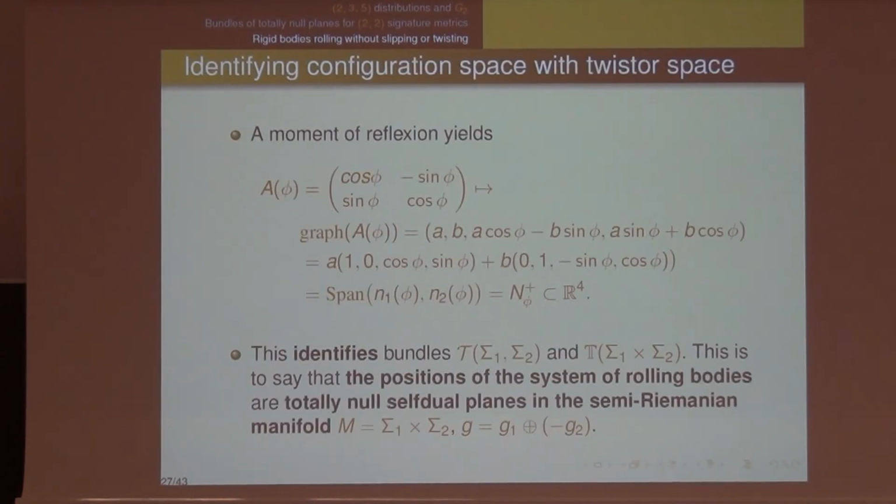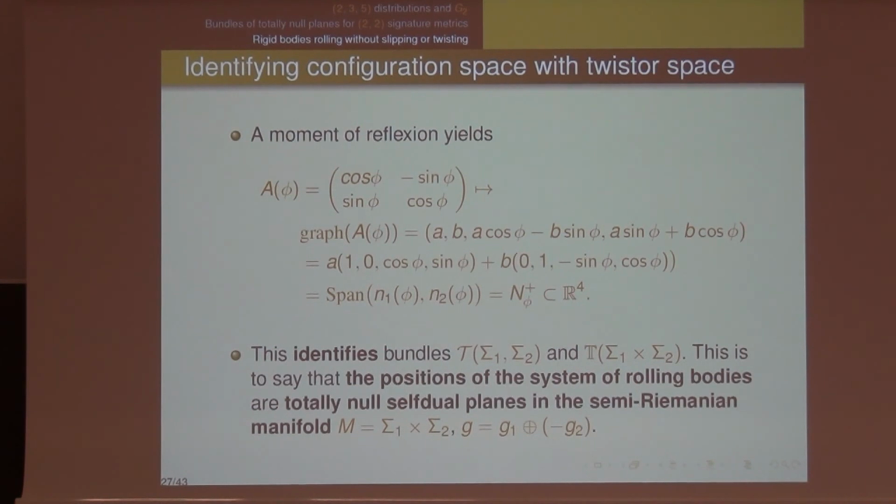In a way, from this, I know that I can identify the configuration space of these rolling surfaces with the circle Twistor bundle of totally null planes associated with the surfaces sigma 1, sigma 2, and the manifold sigma 1 cross sigma 2 with this metric.